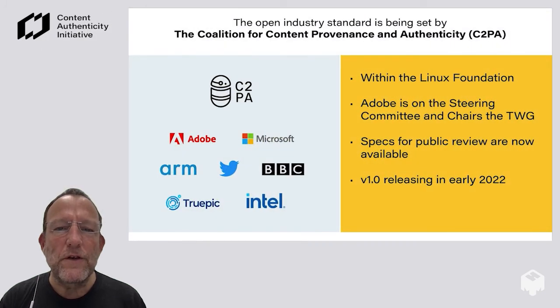But in order to achieve those things and make an open industry standard, we needed to set up a whole different organization. And so we did, the Coalition for Content Provenance and Authenticity, or C2PA. This is within the Linux Foundation, one of the leading open source organizations in the world. And while it has many of the same members that are in the CAI, it's a smaller group and their task is different. Their task is to create the blueprint that underpins the technology in a way that makes sense to technologists around the world. And to that end, Adobe is on the steering committee and chairs the technical working group. The specs for public review are now available, and we plan to release a version 1 in early 2022.